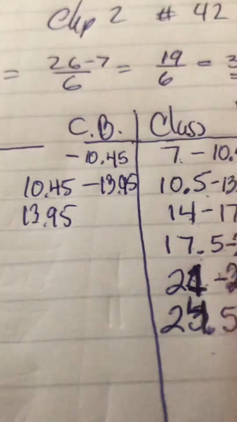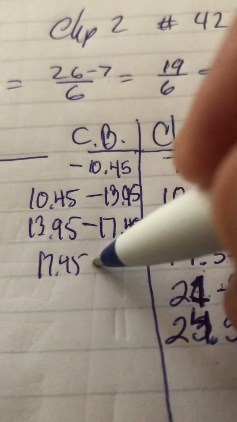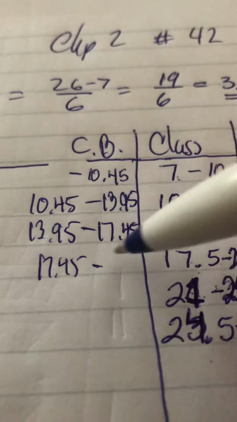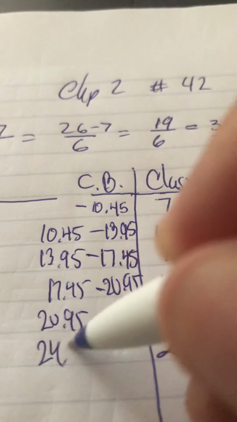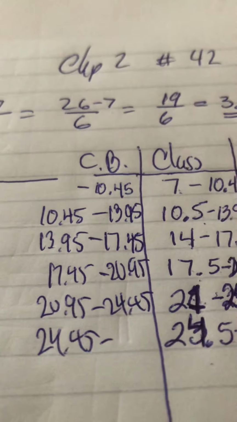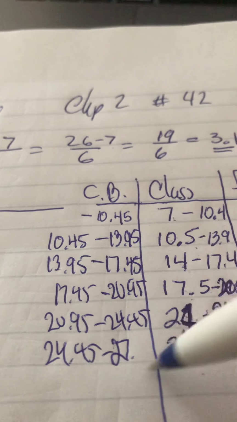So this is now going to be 17.45, and this will be 17.45. And this is 20.95, and this is 20.95. And 24.45 and 24.45. Forgive my handwriting, it's generally pretty bad. Then 25 point, and see how we've gone up each time. So we've got to follow that pattern.